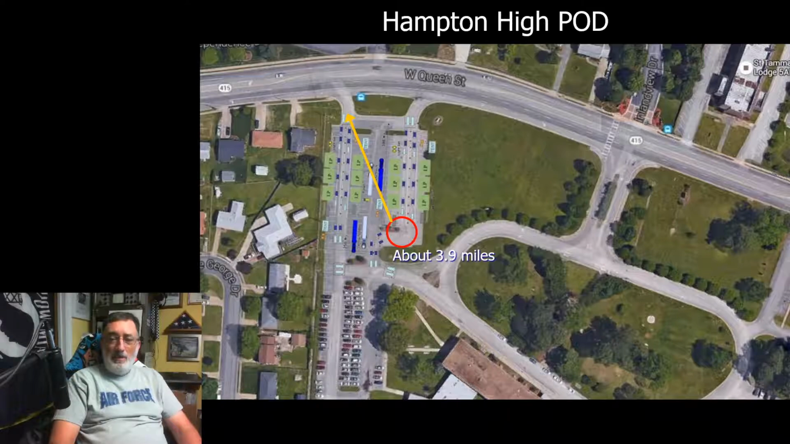This is a notional depiction of a point of distribution located at Hampton High School. The red circle is the approximate location where our operator might be located in their vehicle to provide communications if requested. This would also be a post-event operation.